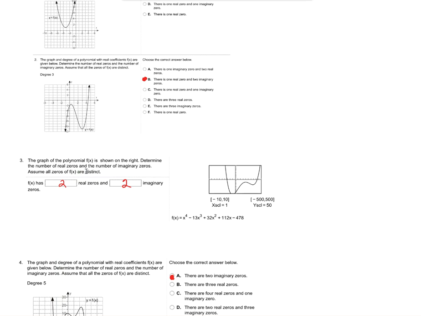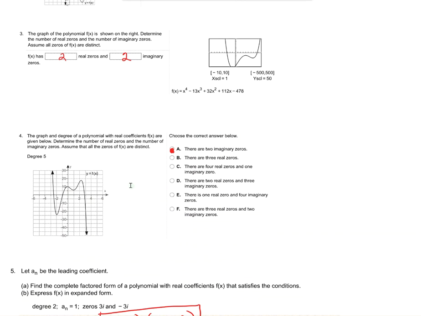Determine the number of real zeros in the graph and the number of imaginary. So here, how many times is it hitting? It's hitting twice. And so it's an x to the 4th, so that means there's a total of 4. So we've got 2 imaginary. Number 4, degree 5. How many times does it hit? 1, 2, 3. Take 3 away from 5, so that there's 3 real and 2 imaginary.